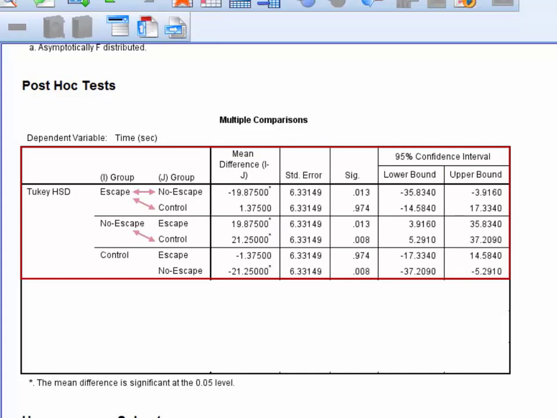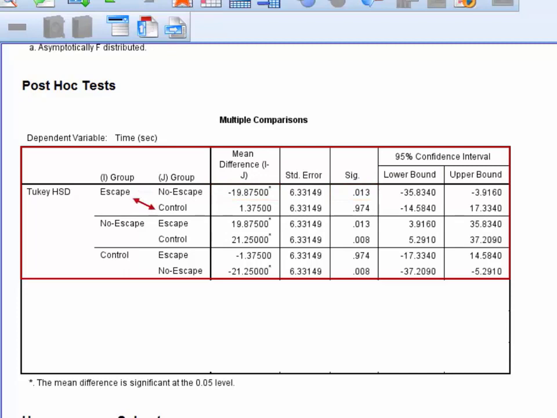Here, we have 3 pairwise comparisons. Each of these can be evaluated for significance at an alpha level of 0.05, as their significance levels have been automatically corrected for type 1 error inflation by SPSS. The first compares the means for the escape and no escape groups, and it's statistically significant at an alpha level of 0.05. The mean difference is negative, telling us that the no escape group had the larger mean.